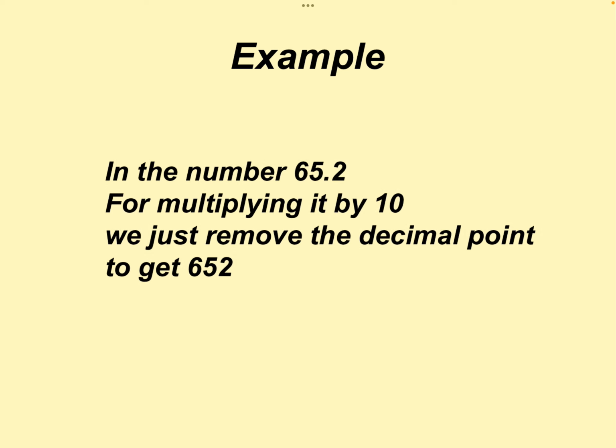In the number 65.2, for multiplying it by 10, we just remove the decimal point to get 652. Note that if the number was something like 6.52, then you will just move the decimal point to get 65.2.